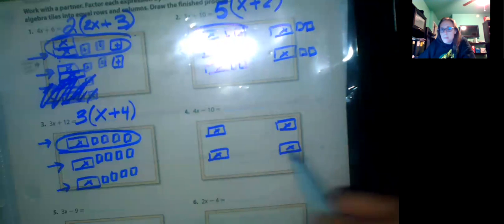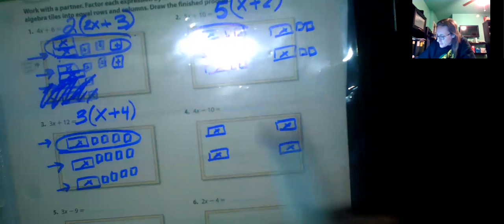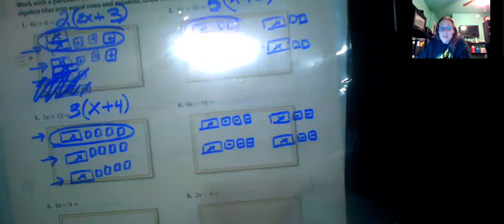Okay, let's look at the next one. Okay, so 4 X's. And let's see if I can get 10 negatives in there. Okay, so 1, 2, 3, 4, 5, 6, 7, 8, 9, and 10. Uh-oh, I don't have equal groups.